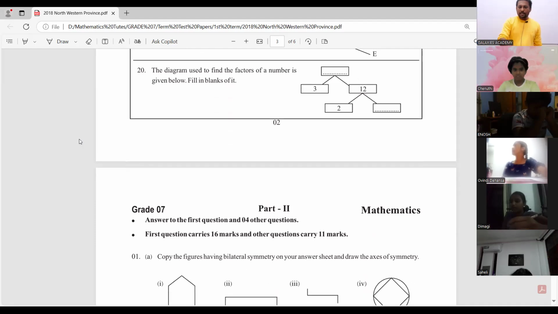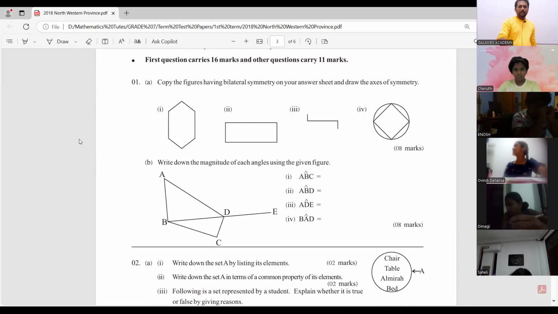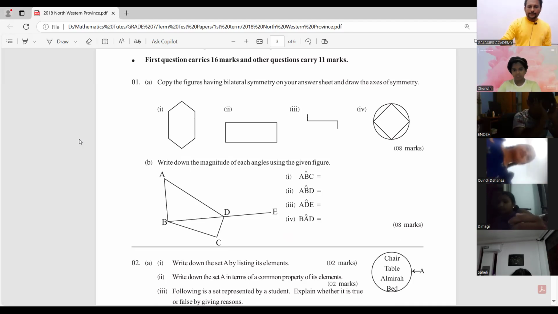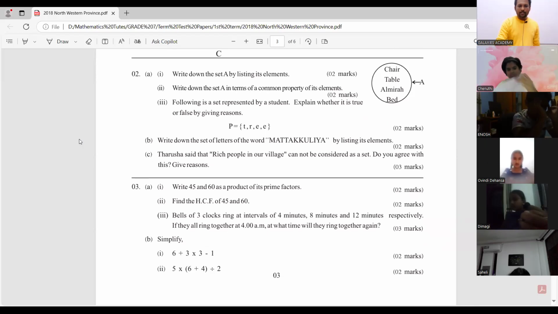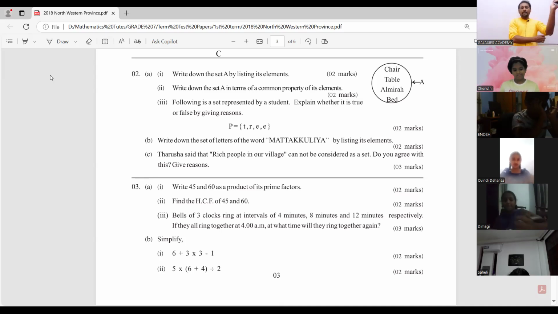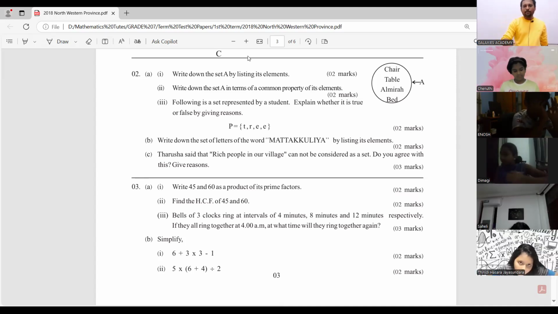Right, then let's go to the second part. First I am going to discuss the second question of the second part. Look at the second question. It is about sets. Also, in the first part, I discussed the three methods to represent a set: the descriptive method, the list of elements method, and the Venn diagram method.